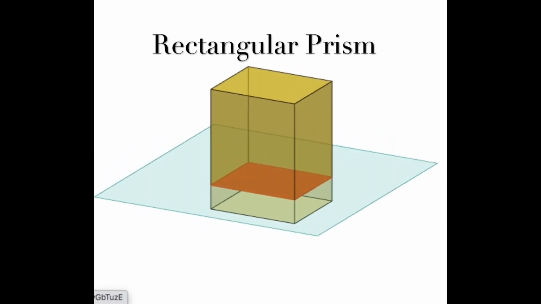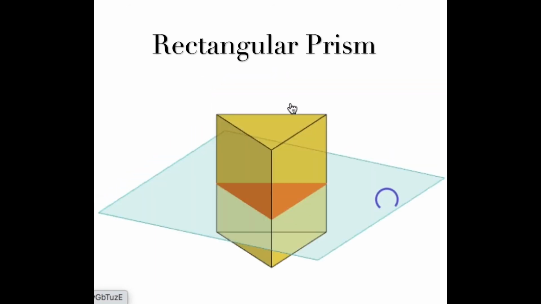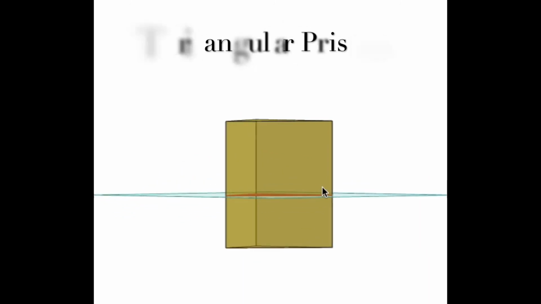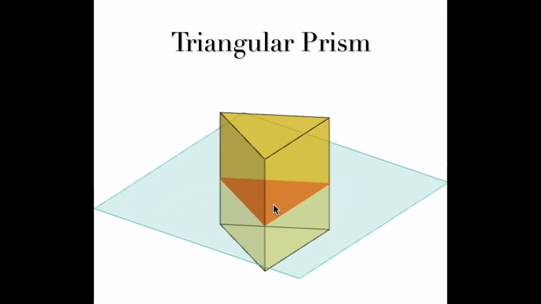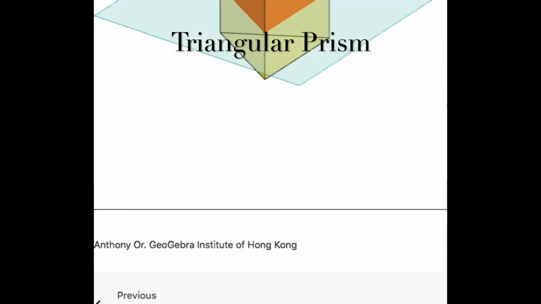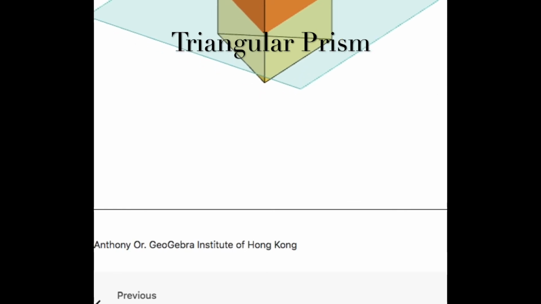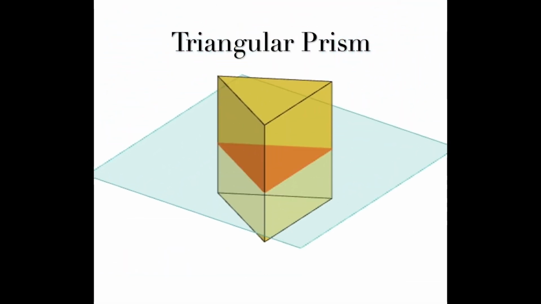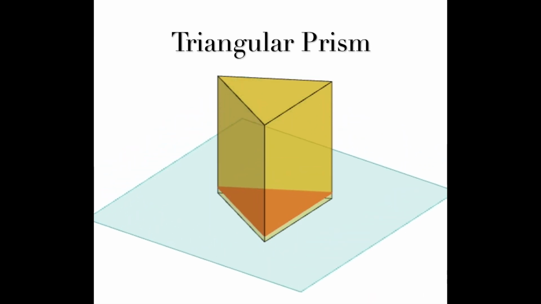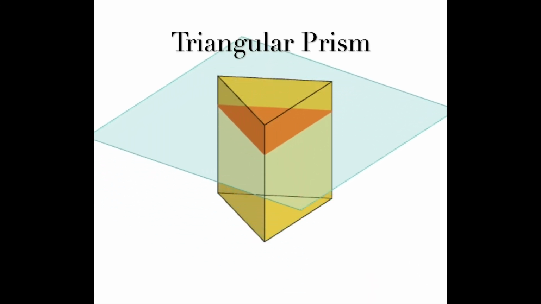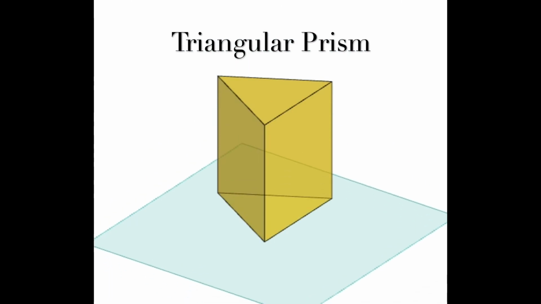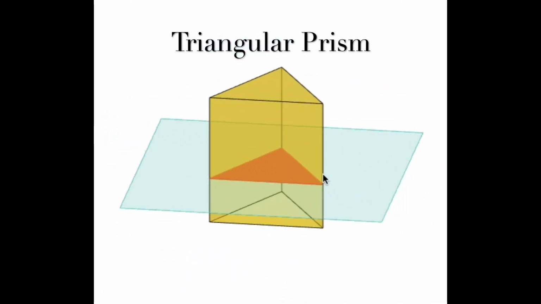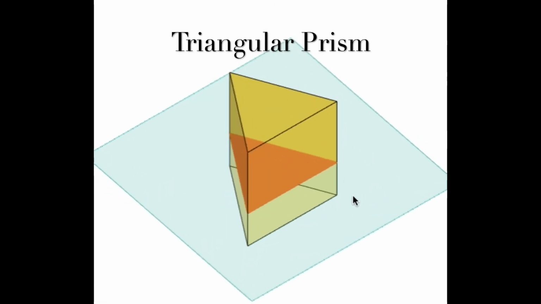Now, there are other kinds of prisms as well. This is an example of a triangular prism. A triangular prism is a prism as well because the base is a triangle. The bottom of the shape is a triangle. See here? And the top is also a triangle. It's a triangle the whole way through. Triangular prism because the base is a triangle.